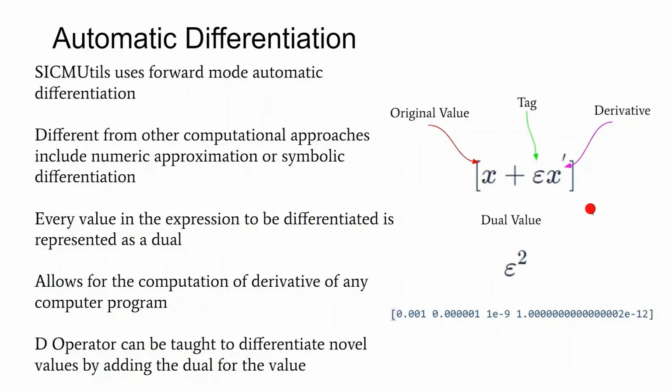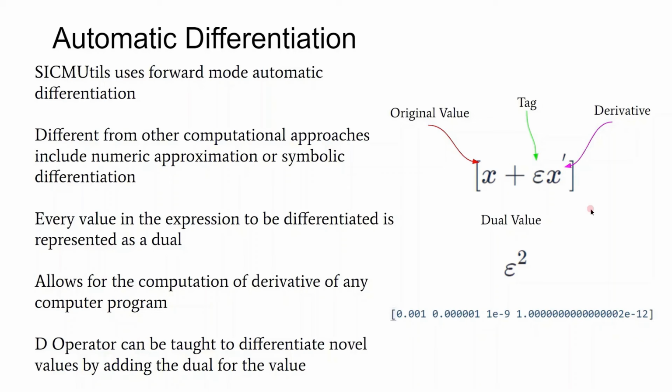The D operator uses forward mode automatic differentiation. This is different from other computational approaches to differentiation, such as numeric approximation. Numeric approximation is closer to what we were doing with the slope at function, or symbolic differentiation. Symbolic differentiation is like keeping all the rules for differentiation in your computer program. That is not what the D operator does.